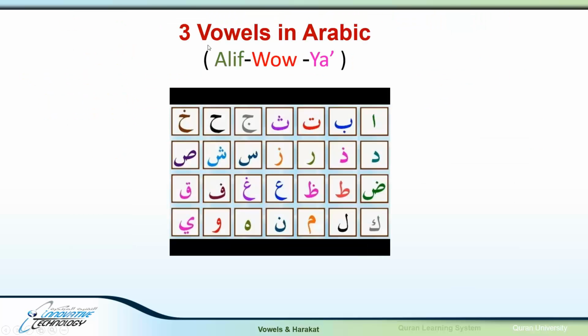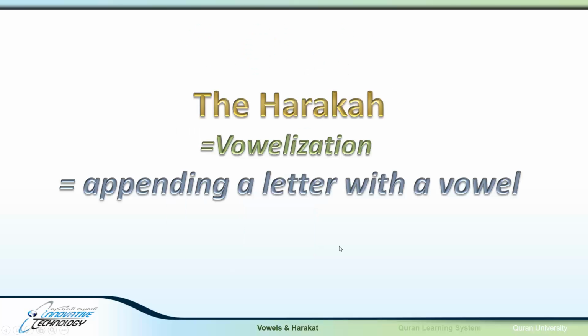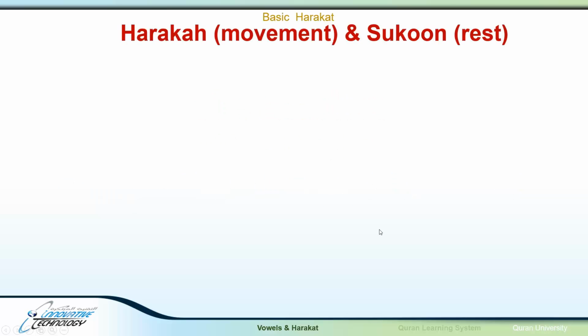In conclusion, there are three vowels in the Arabic language related to the alif, waw, and ya: a, oo, e. Now let's learn what the haraka means. Haraka means vowelization, which is appending a letter with a vowel.